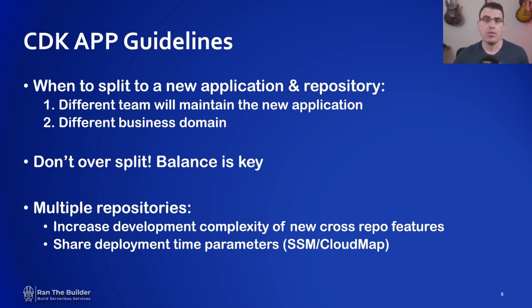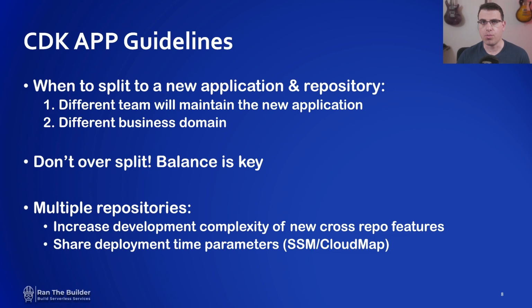So there are use cases where you want to take one of the constructs and turn it into its own stack and put it in its own repository with its own CI/CD pipeline. When do you do that? So I think the rule of thumb is when a different team is going to take care of that construct and turn it into its own service or microservice, or this construct is becoming bigger and it has its own business domain, so that's a good use case.